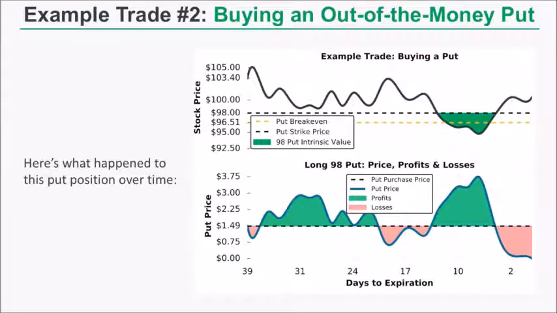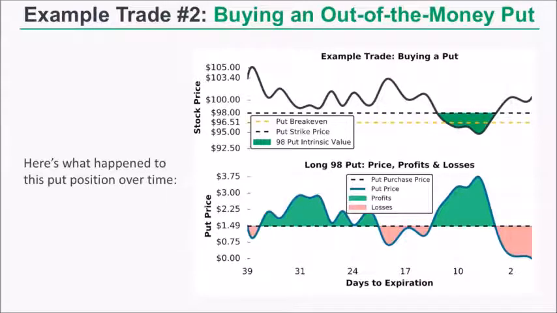So in this case, we can see that the stock price starts around $103.40, and in the first couple days drops to around $98. So that's our put strike price. Now while the put didn't have any intrinsic value at that point, we can see that the put's price actually increased from $1.49 to right around $3 as the stock price was decreasing towards the put strike price.